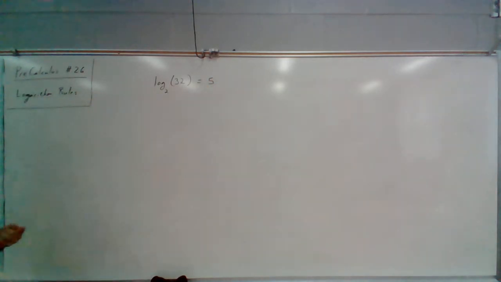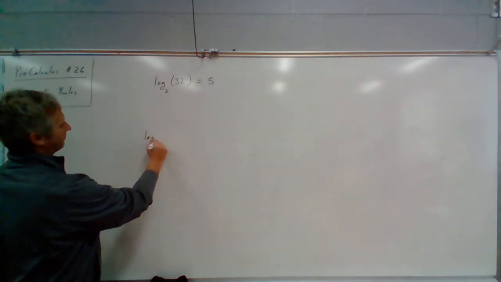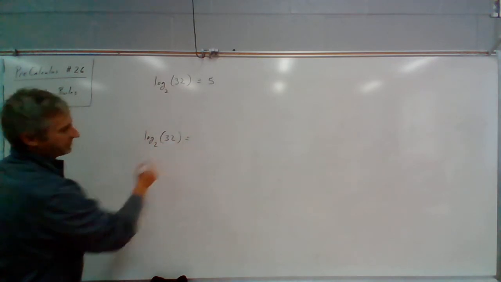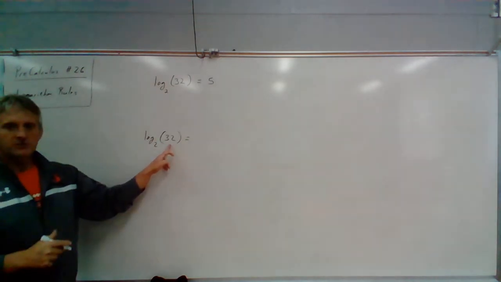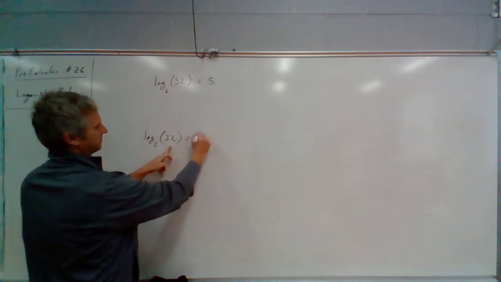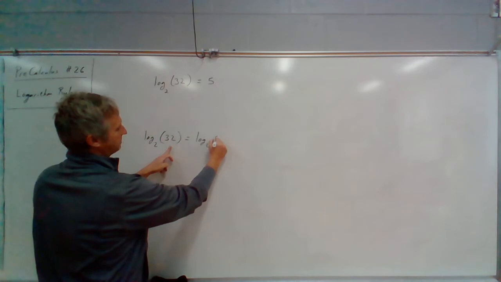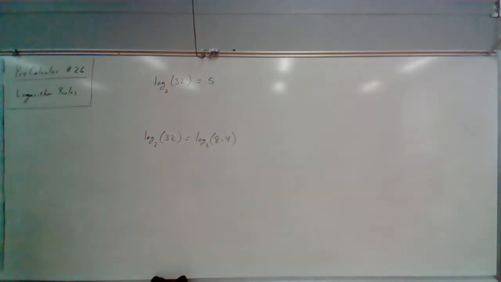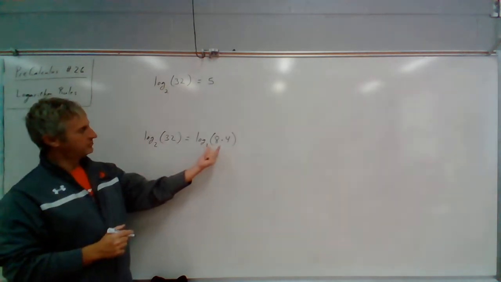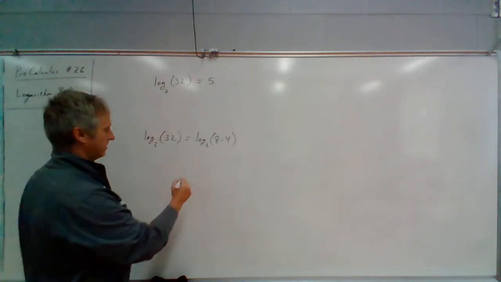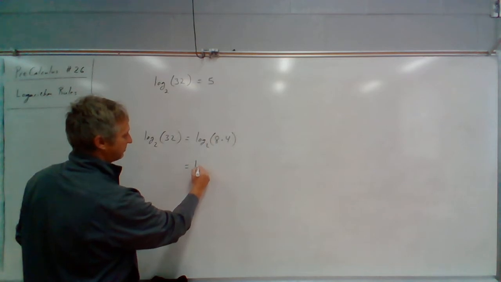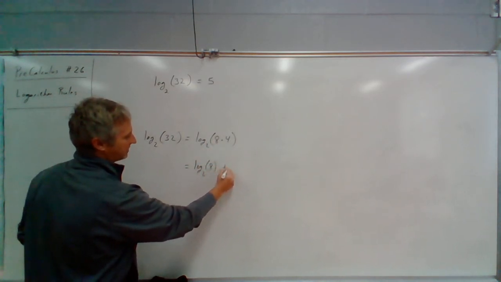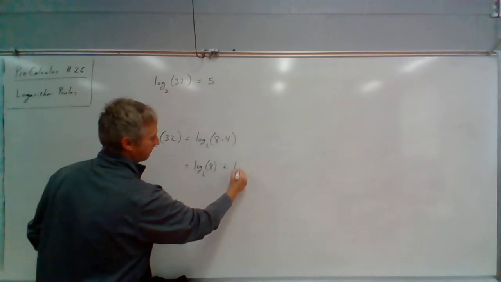Okay, let's do this a different way though. Let's do log base 2 of 32 in a different manner. 32 you can rewrite as 8 times 4. So I'm going to do that: log base 2 of 8 times 4. All right, now I'm going to do something strange. I'm going to break this logarithm apart. I'm going to turn this into log base 2 of 8 plus log base 2 of 4.